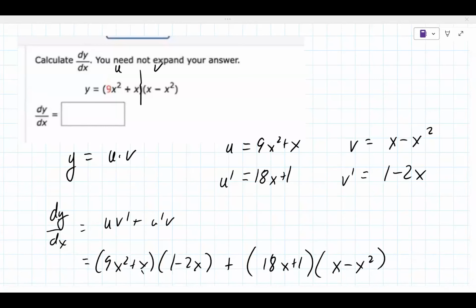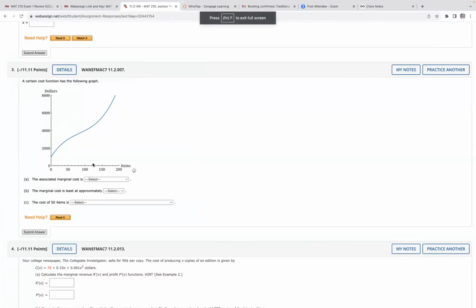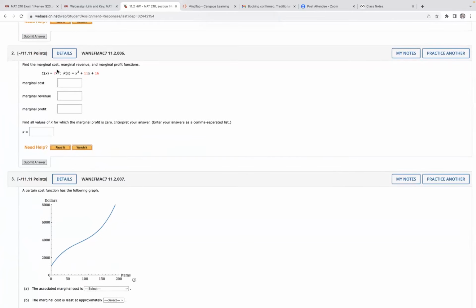Okay, let me see what else I could work on. I guess I wanted to look at some marginal cost stuff. Like reading graphs and calculating. I guess we could start here at number 2.